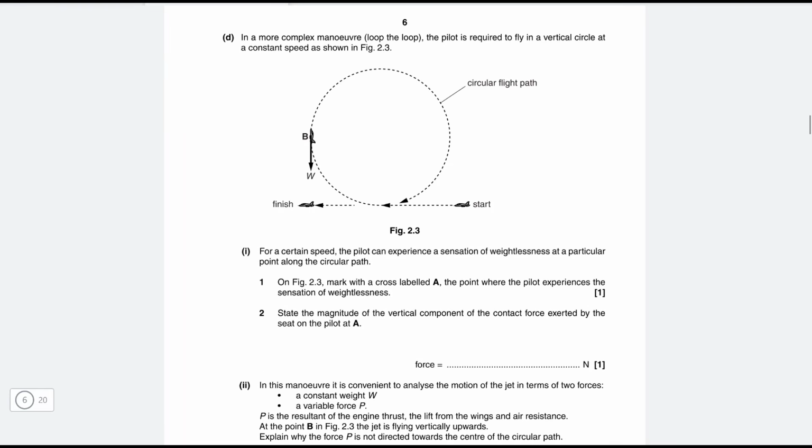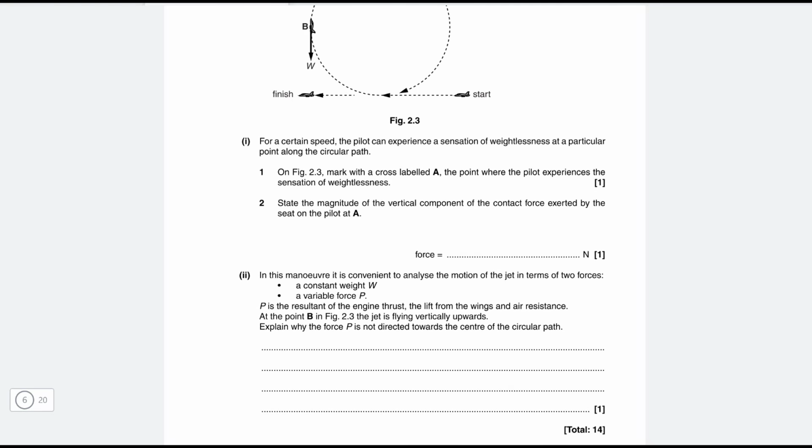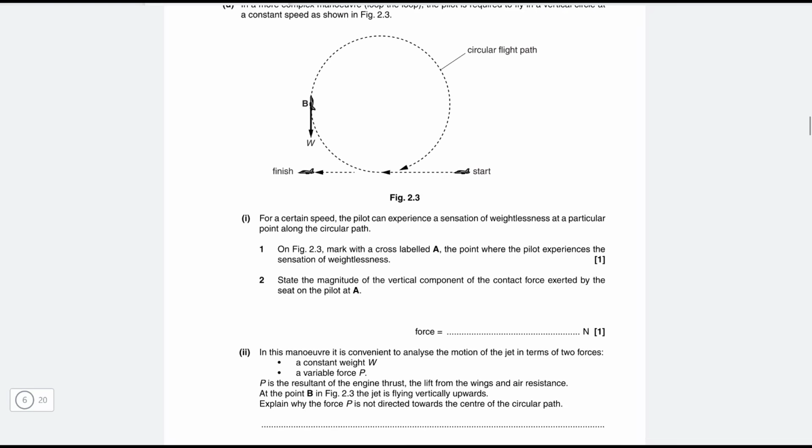So very similar to one of the previous questions that we solved earlier in this video. A more complex maneuver, loop. The pilot is required to fly in a vertical circle at a constant speed as shown in the figure. For a certain speed, the pilot can experience a sensation of weightlessness at a particular point along the circle. On figure 2.3, mark with a cross labeled A, the point where the pilot experiences the sensation of weightlessness.